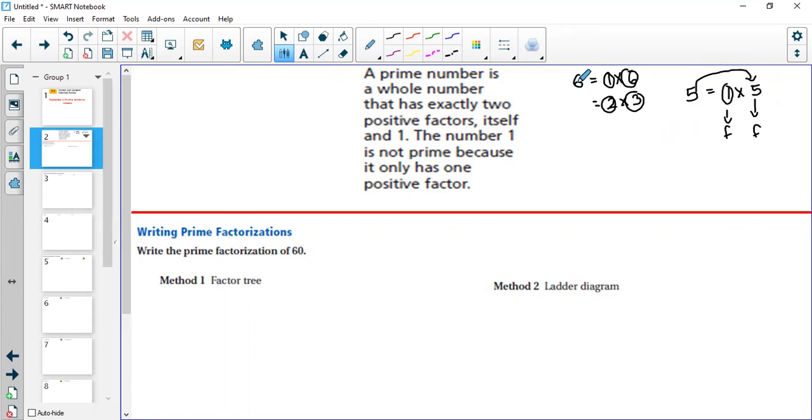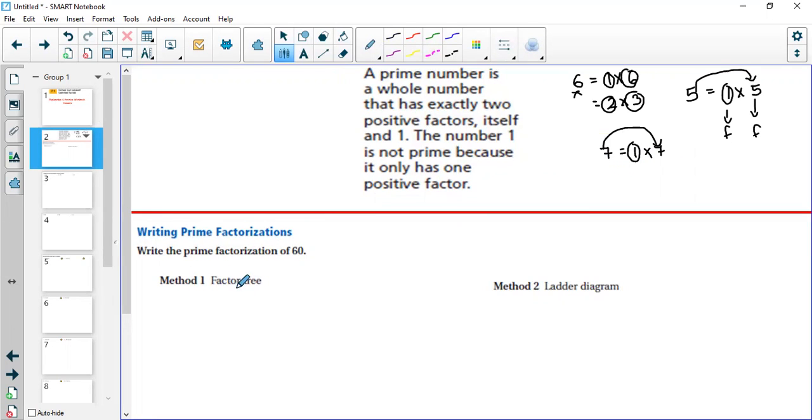Now, 6 cannot be a prime number because it has four factors. It has 1 and 6 itself, but 2 and 3 are also factors. So 6 cannot be a prime number. But 7 can be, because the factors of 7 are 1 multiplied by 7, since there is no other multiplication which will give you 7. So 1 is a factor and 7 itself is a factor. A prime number has 1 and itself as factors. Hopefully this is clear for you about prime numbers and factors.